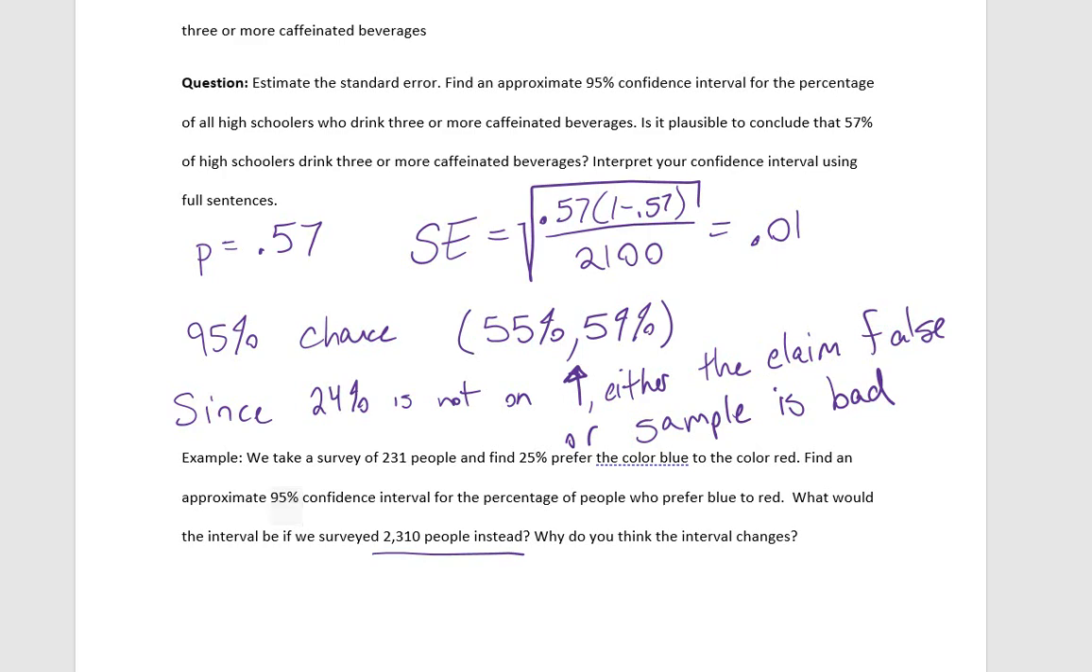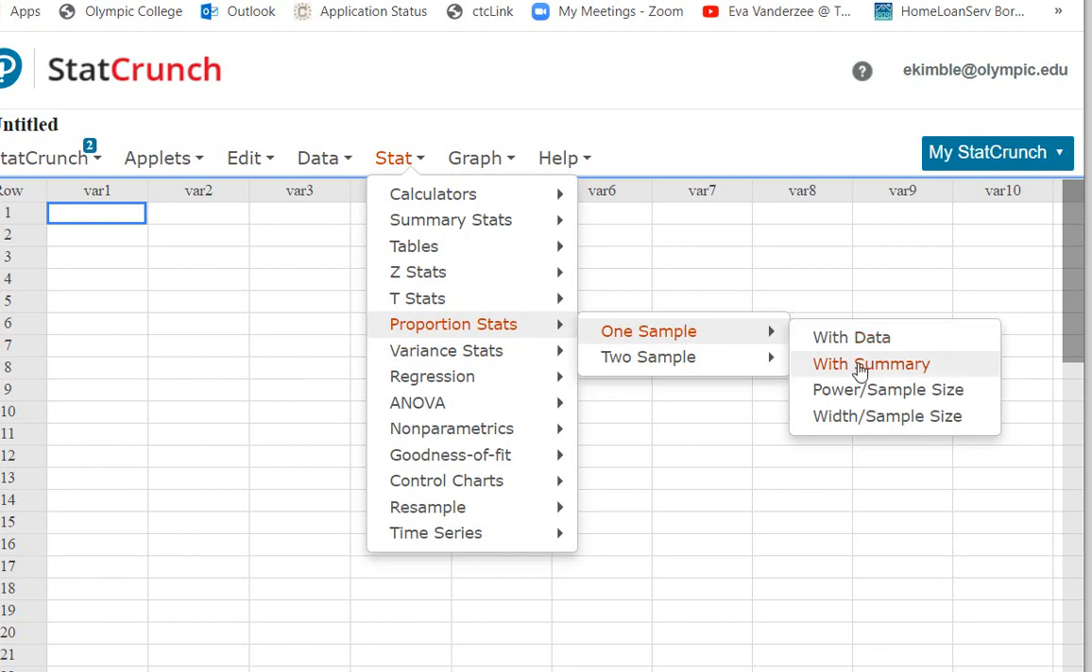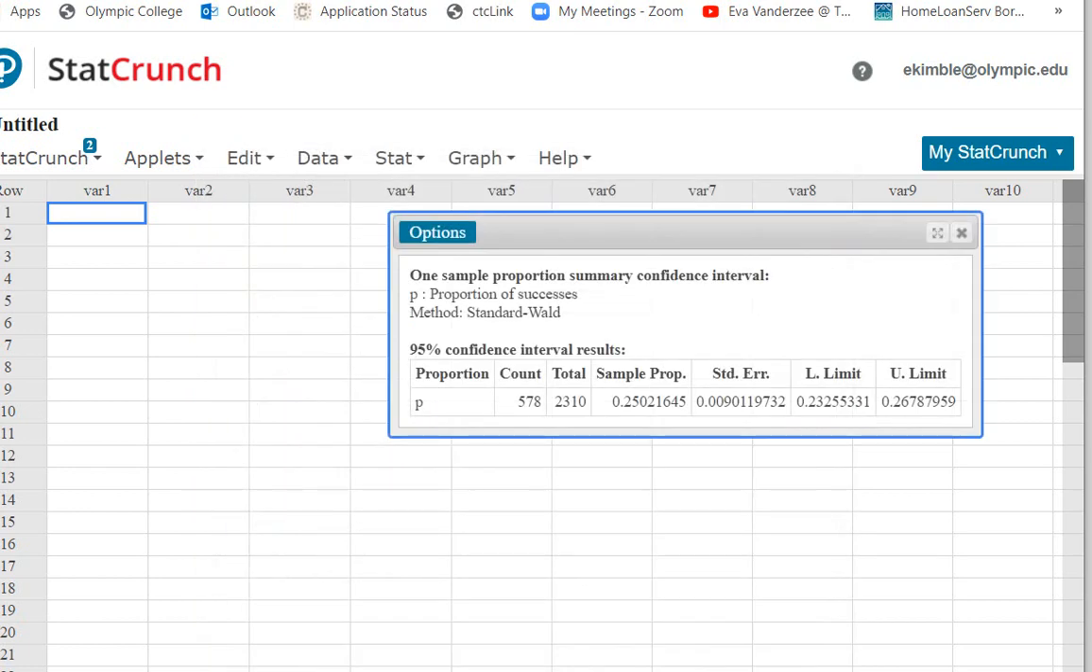Okay, so like the question stated, what happens to our standard error if we surveyed 2,310 people instead? So if we surveyed 10 times more people, let's see how that would affect our standard error. So instead of having 58 people, we'd have 580. Actually, let's be a little bit more accurate. 25% of 2,310 is 578. Okay, and again, we had 2,310 people, and we still want a confidence interval of 95, so let's go ahead and hit compute.